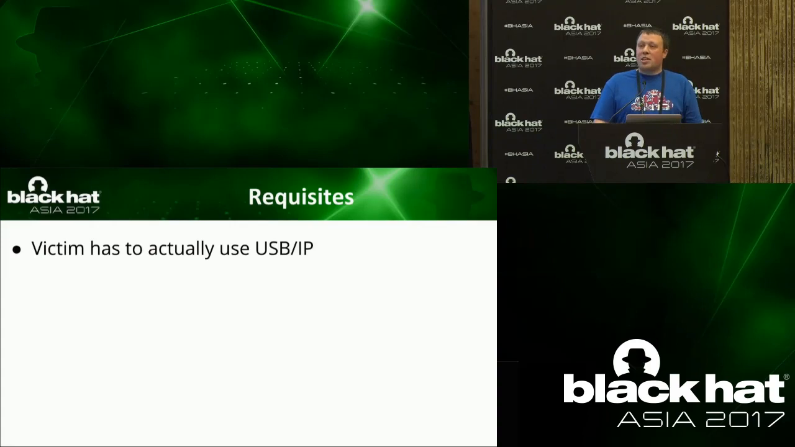Okay, so what are the requisites to exploit this vulnerability? As I mentioned before, your potential victim has to actually use USB over IP. Most Linux distributions enable USB IP. However, it is compiled as modules, and the official instructions even require you to load these kernel modules before you want to use USB IP. So if you don't use USB IP, you didn't load the modules, you don't have the vulnerable code, so you're safe.